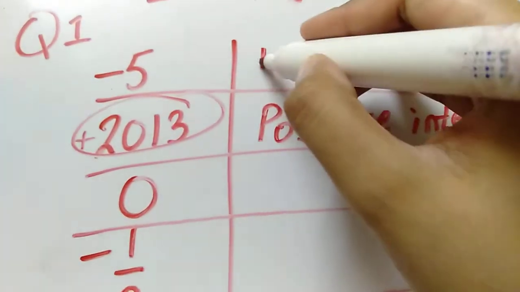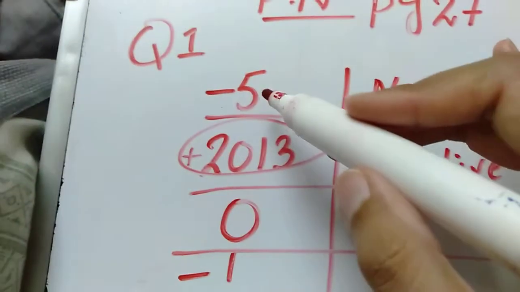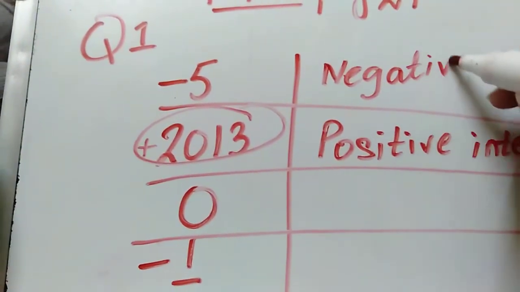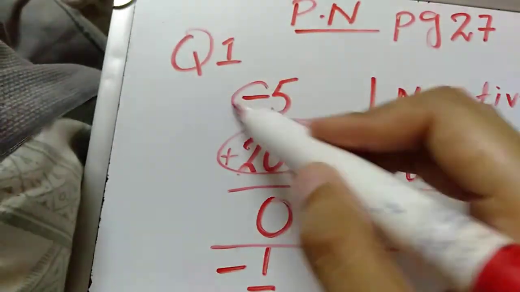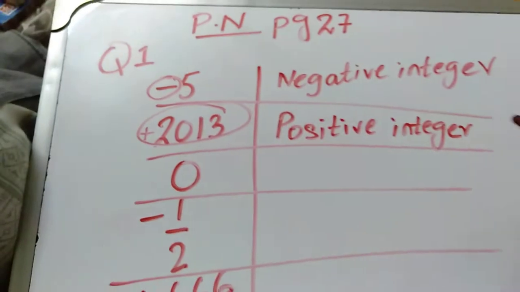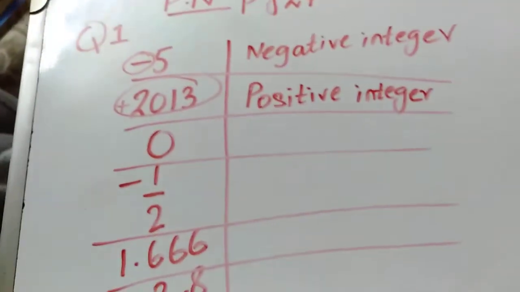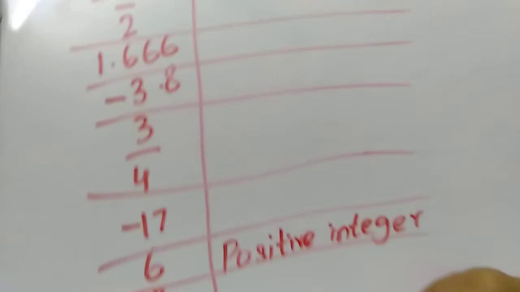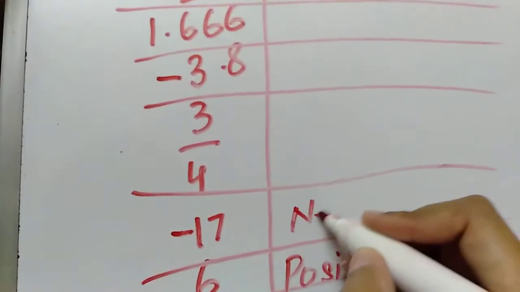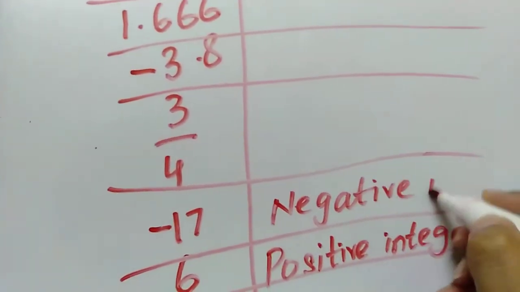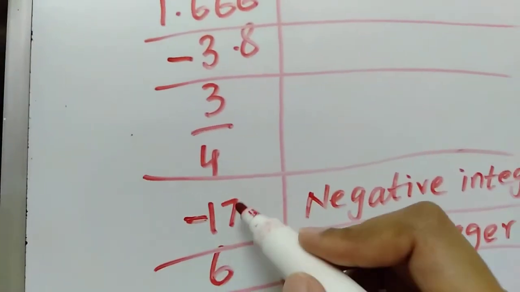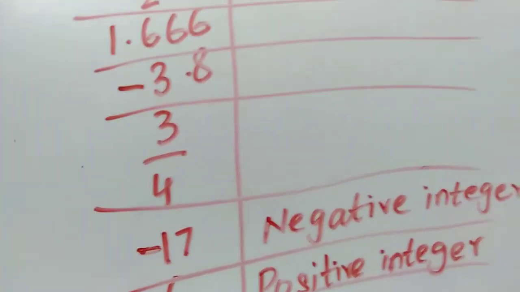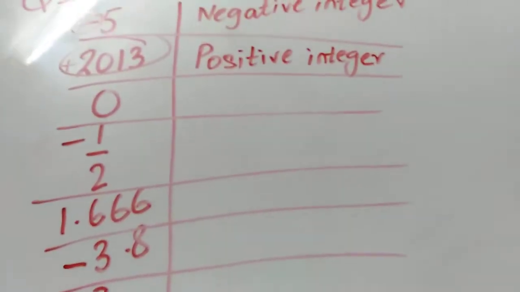Now we will find the negative integers. Minus 5 is a negative integer because it has a negative sign with it and it's not in fraction, so it will be called a negative integer. Now minus 17 is also a negative integer because it has a negative sign with it and the number is not in fraction, so it will be called a negative integer. Now we will name the numbers as positive numbers.